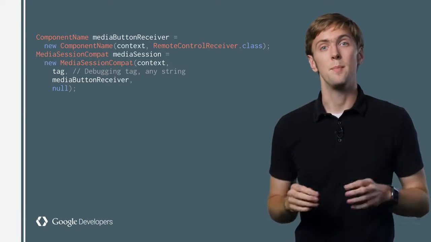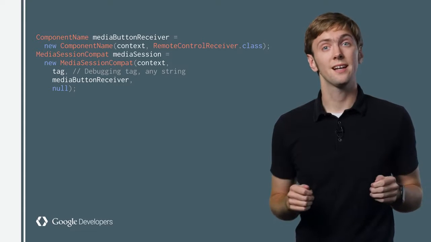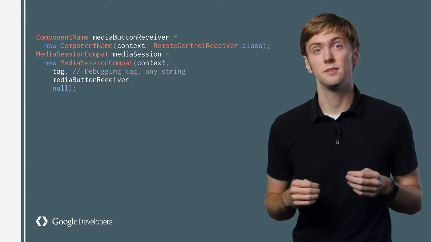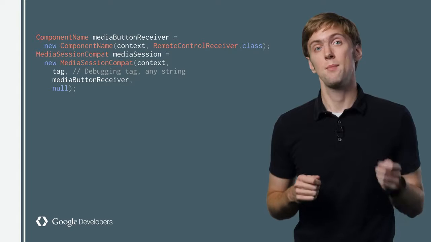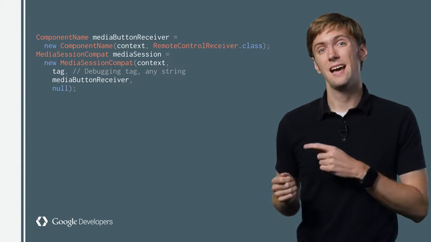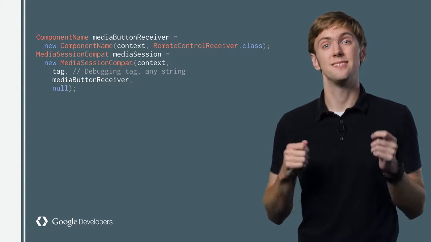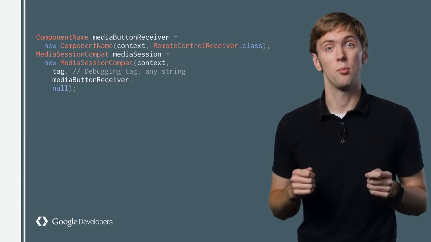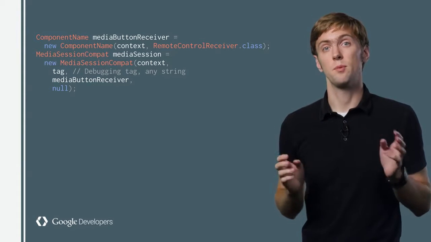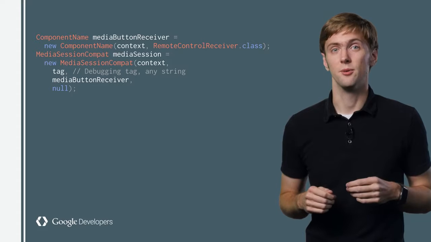Okay, finally, a MediaSessionCompat. You'll need a context, any string to serve as a debugging tag, and the component name of your media button receiver. The last null is a pending intent you can use instead of the component name on Android 4.3. It is created for us if we pass null, and that's usually the right thing to do.